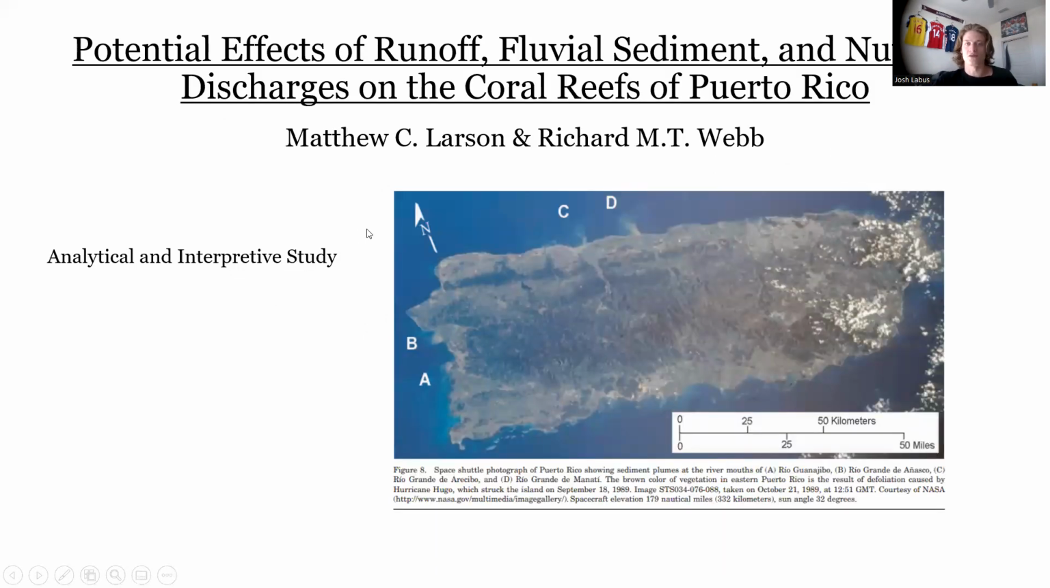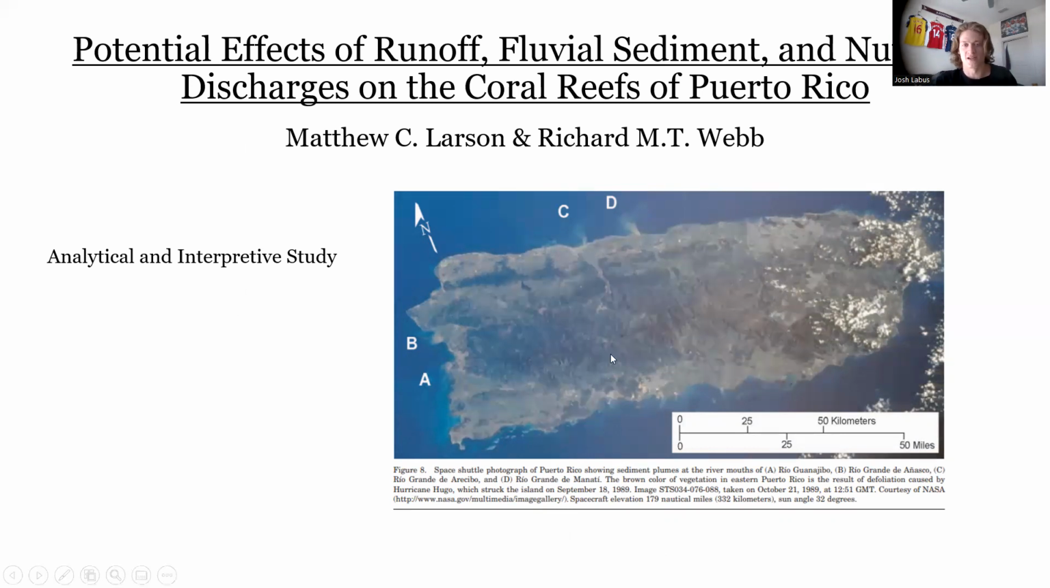Okay, and now getting on to the second study, which I think is my favorite of the two studies just because of this picture right here on the front. Comparatively to the last one, which was more a hypothesis-driven study, this is going to be an analytical and interpretive study. Basically, they took measurements at different sites around Puerto Rico, collected all of that data, and then interpreted it in their discussion. So it was less of an experiment and hypothesis-based study and more of an analytical and interpretive study.